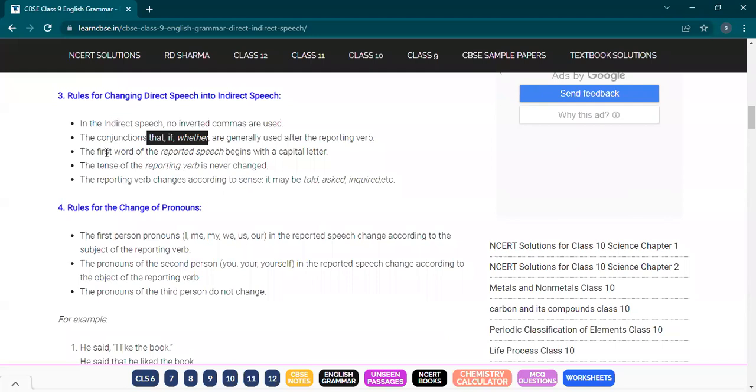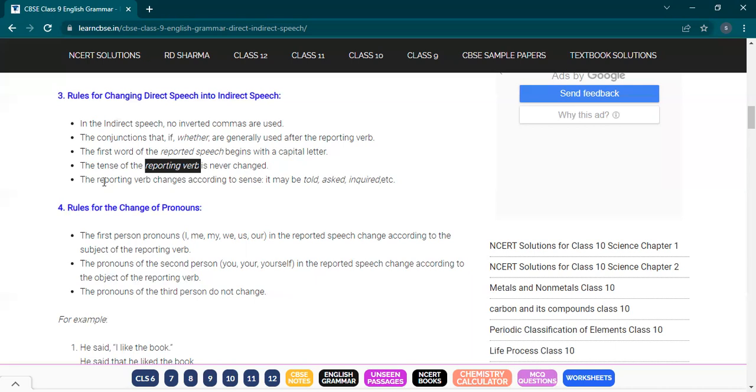Okay. The first word of the reported speech begins with a capital letter. Clear? Next is tense of the reporting verb is never changed. Very important rule. What is reporting verb? What is before the inverted commas. Like Rahul said. Rahul says. Rahul will say. Whatever it is, outside, before inverted commas, you will not change that tense, okay? We have to change the tense of what is written within inverted commas. Is that clear? The tense of what is written within inverted commas will change. Whatever is written before inverted commas, its tense cannot change.